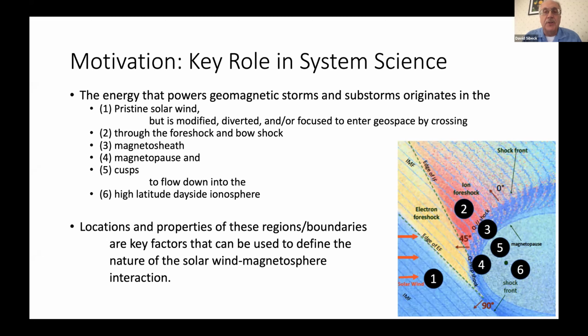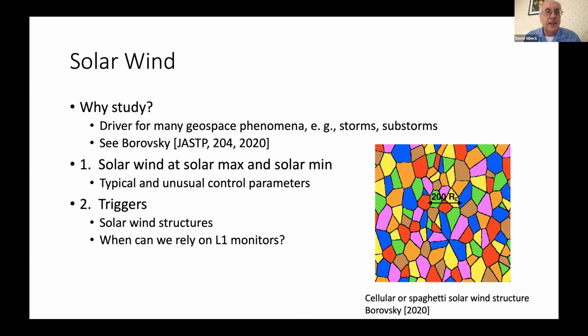So by studying what's going on in each of these regions, which I've numbered here and which we'll be talking about during this talk, I can learn a bit more about the nature of that interaction, either in situ or remotely. So I'd like to start where it all begins for the magnetosphere, at least for the majority of processes in the magnetosphere, and that's in the solar wind. And why should we study the solar wind? Well, it's a driver for many geospace phenomena, for example, storms and substorms. There is a great review article by Joe Borowski, which I would like to refer you to.